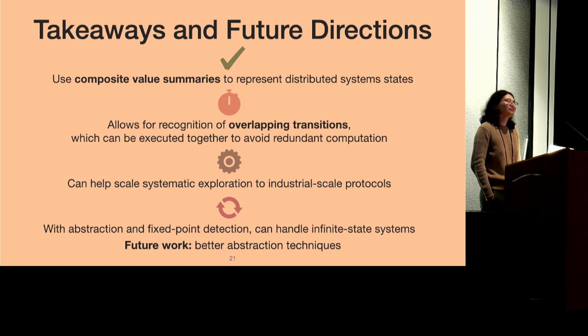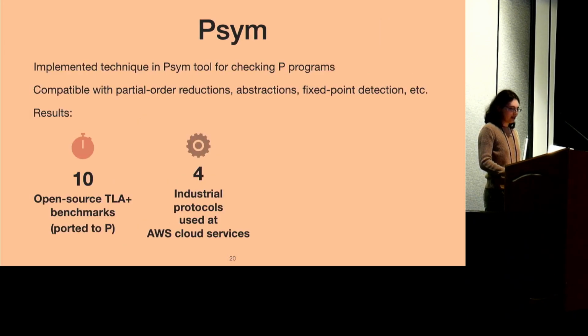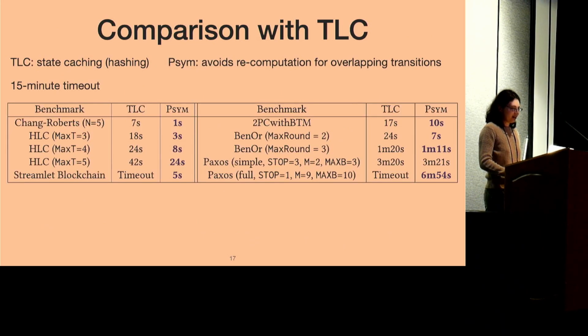Did you look at all at how varying the number of actors or elements in the distributed protocol could affect verification? Yeah, so as you increase the number of P machines or nodes, your state space increases, so verification takes longer. Some of the TLA plus benchmarks, if I go back, are actually the same benchmark with different parameters. So you can see, for the HLC, the logical clocks benchmark, it takes longer as you increase this max T parameter. Thanks.